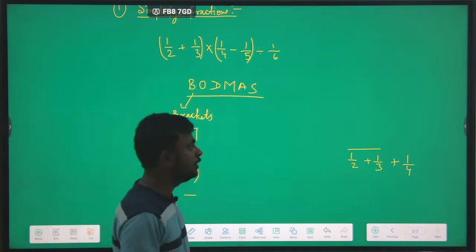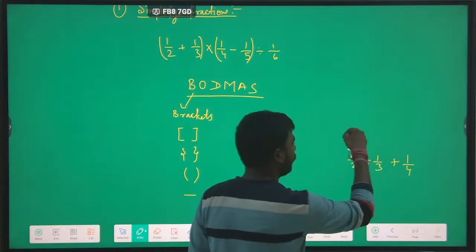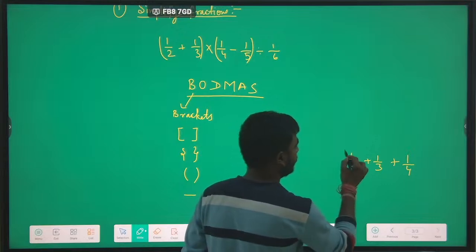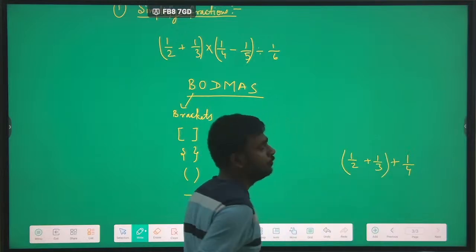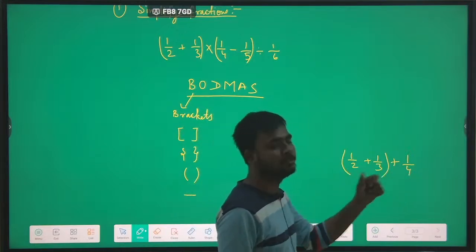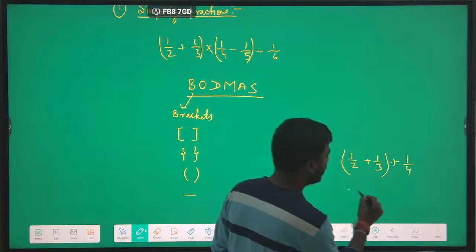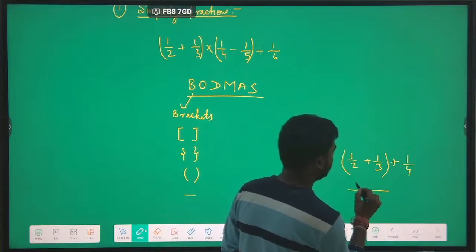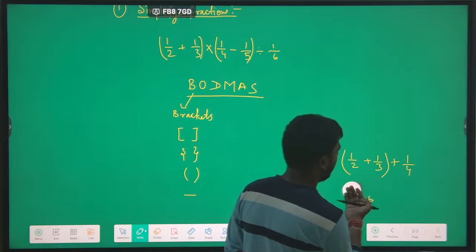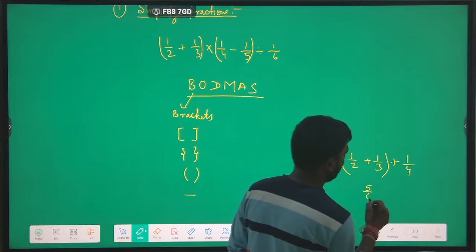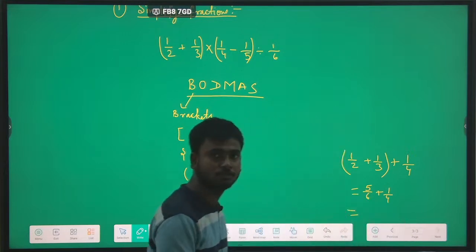So this vinculum says that first of all we have to operate this vinculum, and after that we have to add this number with 1 by 4. So what will it be? This will be 6, this will be 3 plus 2, so it will actually be 5 upon 6 plus 1 by 4. So in this way we will solve the question. Okay.